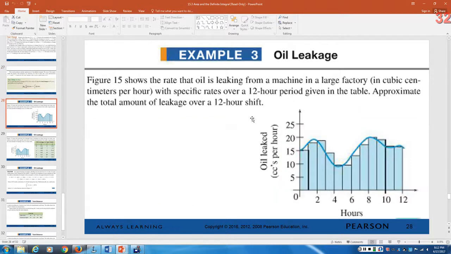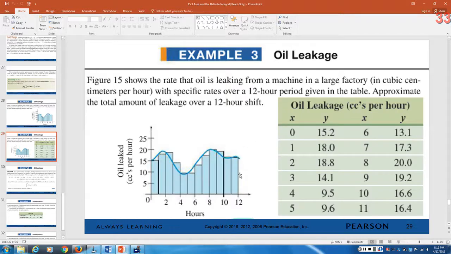So what we're going to do now is an application problem. This is the introduction problem from the beginning of the chapter. This figure shows the rate that oil is leaking from a machine in a large factory in cubic centimeters per hour, with specific rates over a 12-hour period given in the table. The total amount of leakage is over a 12-hour shift. Going through the table method, I've already filled these in for you. All you need to do is fill in your y values.